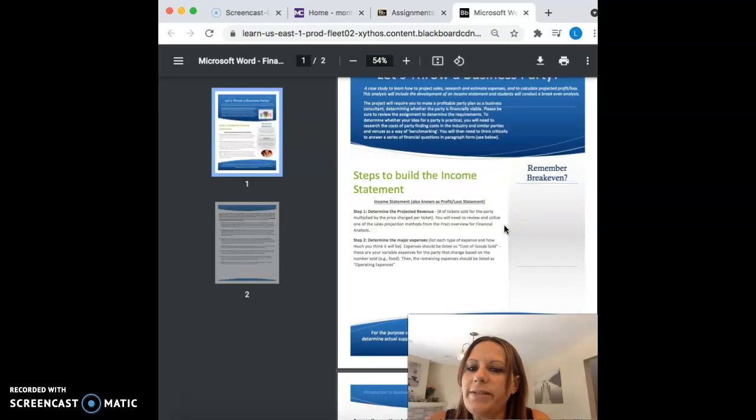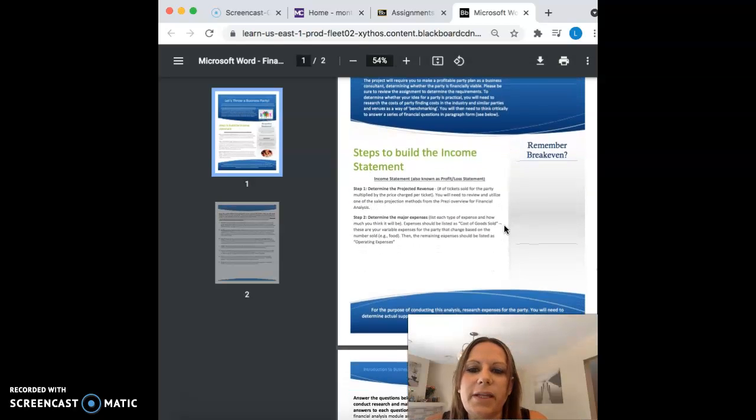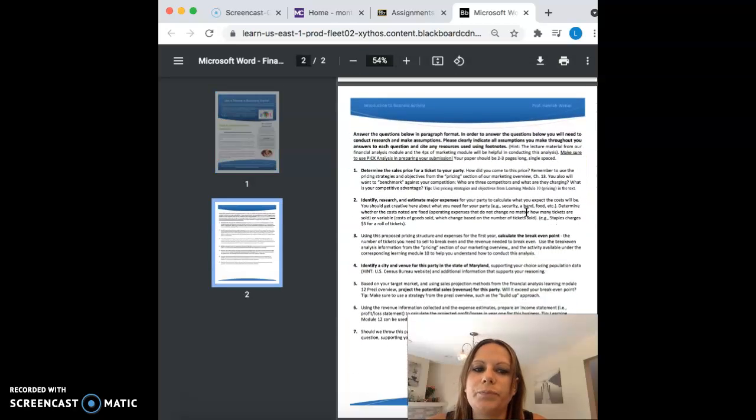So for Let's Throw a Business Party, you can come up with any idea you'd like. I've had people throw parties, dances, they've hired DJs. This is a really great way to see whether or not the ticket price you have will make you money, and you're going to do actual research for local venues to make sure it makes sense. So this goes over the income statement. You need to remember how to do break even.